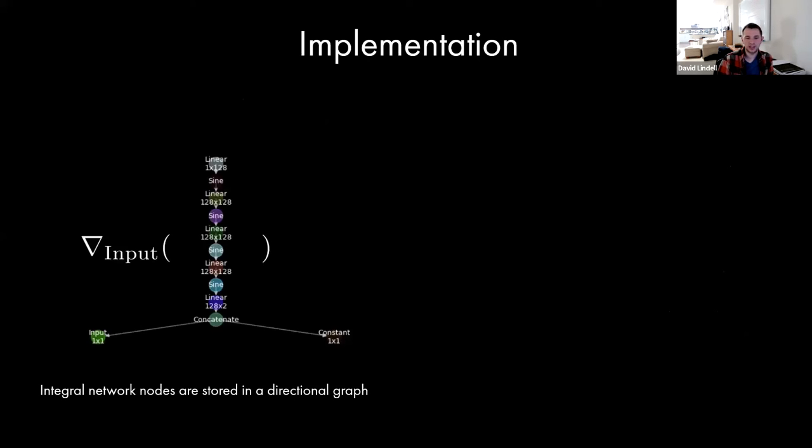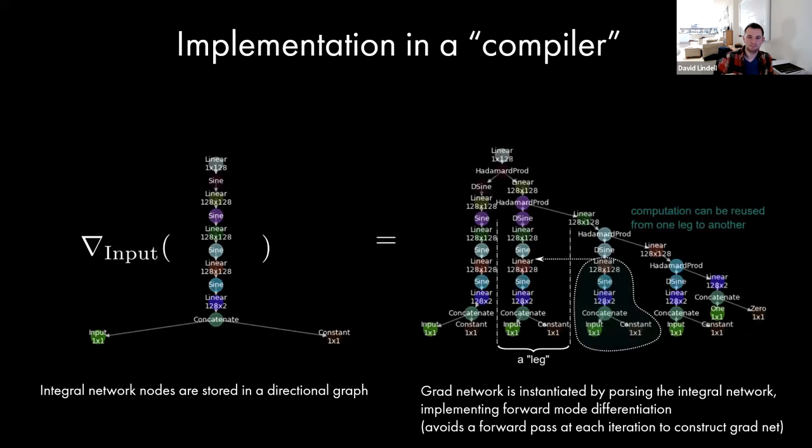So just a bit on the implementation details. We actually store the integral network in the nodes of a directed acyclic graph in a little framework we built that sits on top of PyTorch. And then we built basically our own little compiler that will run autodiff essentially and explicitly instantiate the graph corresponding to the grad network. And so, right, this is what the grad network looks like. And it has this interesting tree-like structure, which is a result of just taking derivatives and the chain rule.